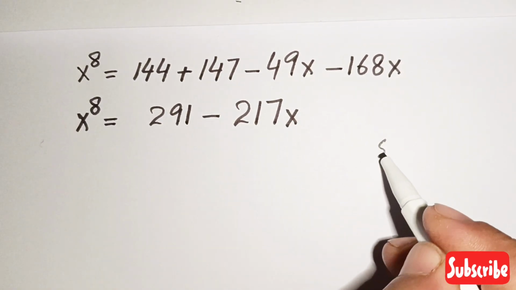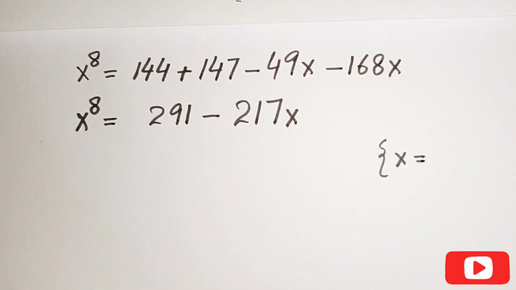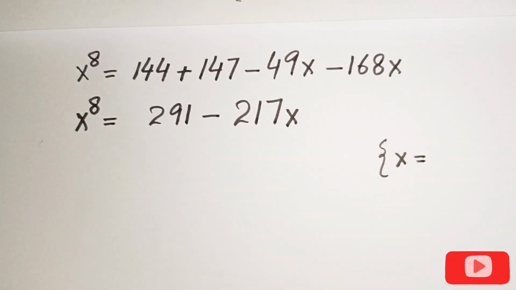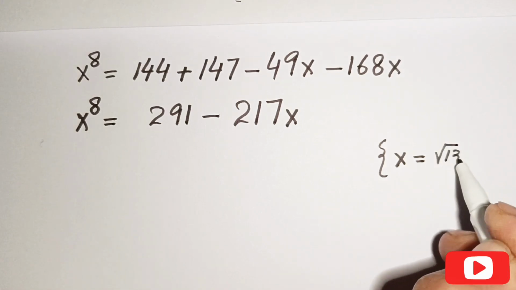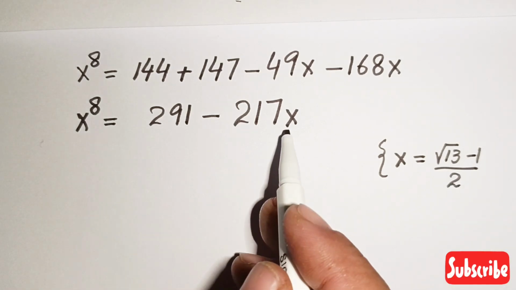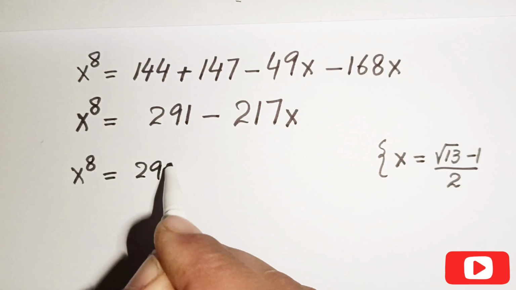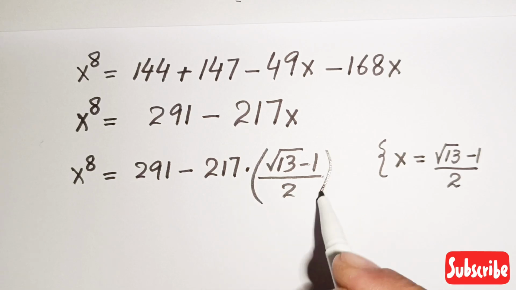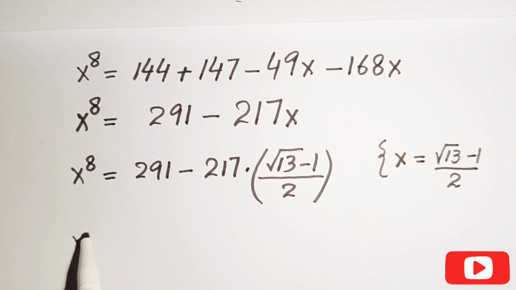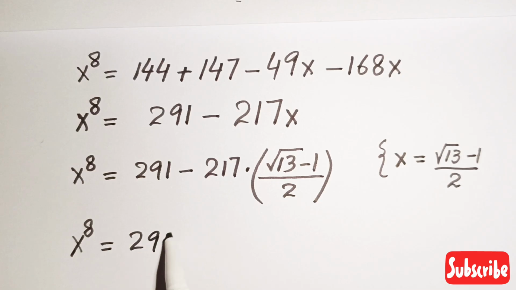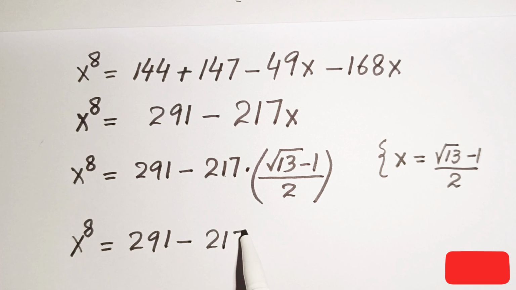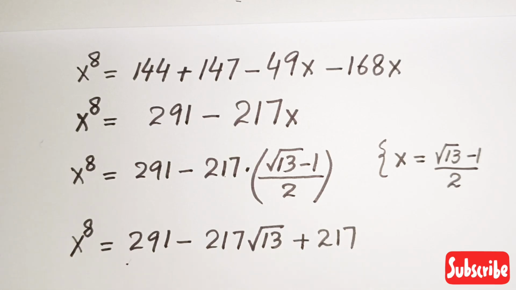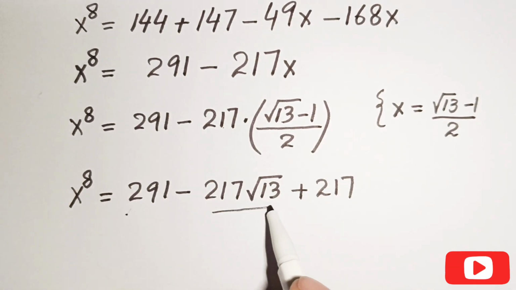Now we know the value of x: from the equation, x is equal to the square root of 13 minus 1 over 2. So putting this value here, that is square root of 13 minus 1 over 2, we have x to the power 8 is equal to 291 minus 217 times (square root of 13 minus 1) over 2. So here we have just put the value of x. So x to the power 8 is equal to 291 minus 217 multiplied by square root of 13, we get 217 times square root of 13, minus times minus is plus, 217 multiplied by 1 is 217, and here we have 2.